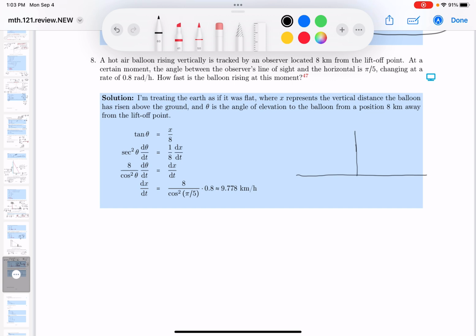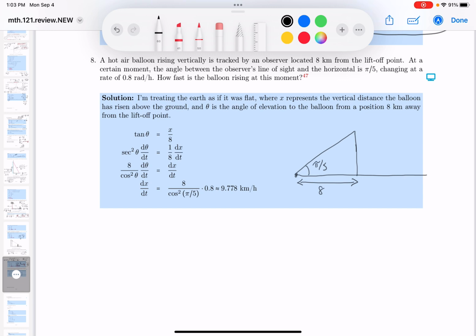So a hot air balloon rising vertically is tracked by an observer located 8 kilometers from the liftoff point. So there's an observer over here. This is going to be 8 kilometers, all right? At a certain moment, the angle between the observer's line of sight and the horizontal is pi over 5. Now, again, I'm not saying it's a terribly accurate picture, but right now, at some point in time, this observation angle is going to be pi over 5.